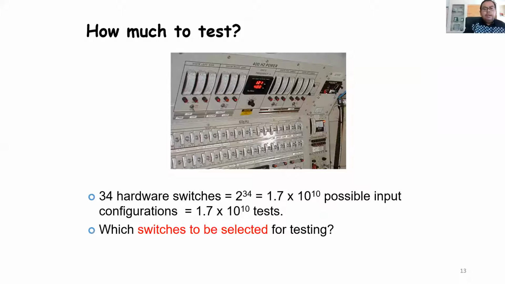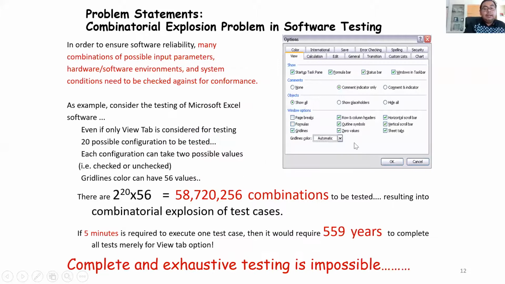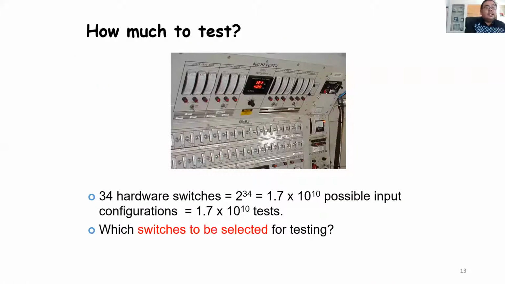Now, for example, if you look at hardware switches, here you have 34 switches. If you want to test all the switches, then you have 1.7 times 10 to the power 10 tests. For example, you have this one on, this one off, on, off, on, off. So you have to test all on, all off, or one is on, one is off. So the question is, which switches should be selected for testing? Similarly, here, which option should I test? This is the idea that we are talking about when we talk about T-way testing.